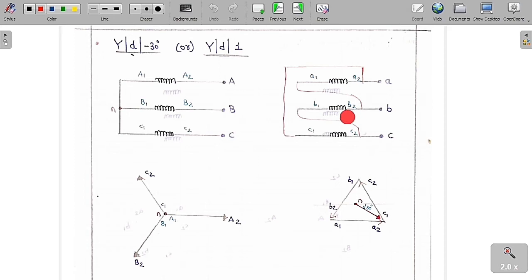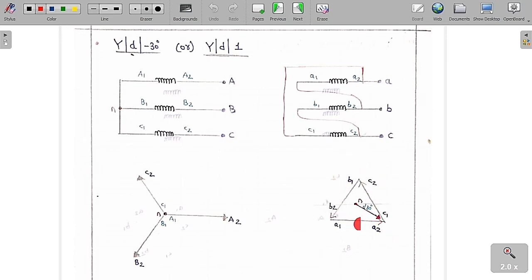Similarly, for this one, this is A1, A2, this is B1, B2. I just shifted upward, so I get B1, B2 and C1, C2 in this fashion. I shifted here, and we are going to make a triangle. You can see clearly that A1 is connected to B2, B1 is connected to C2, and C1 is connected to A2.